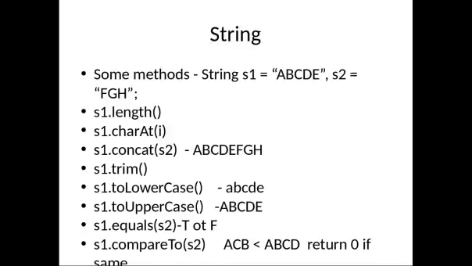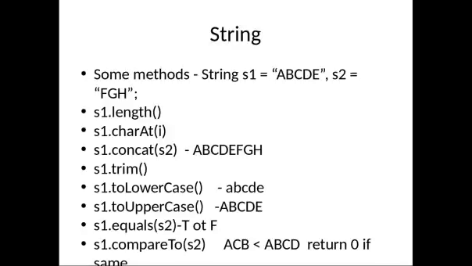You can see string s1 is ABCDE. A is placed at the 0th place, B at the 1st place, C at the 2nd place, D at the 3rd place, and E is at the 4th place. And s1.length will return how many characters are there inside the string. So in this s1 case, that is 5. So s1.length will return 5.